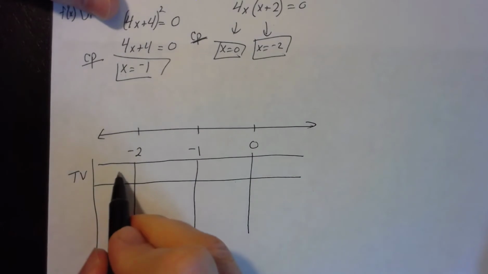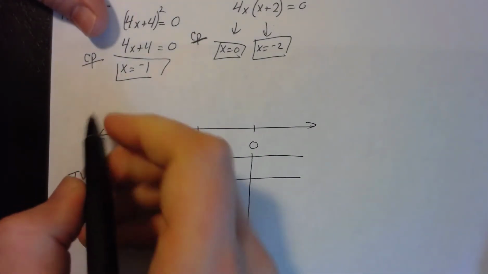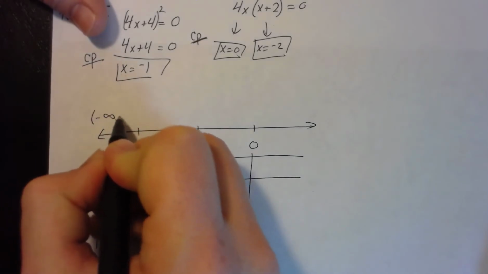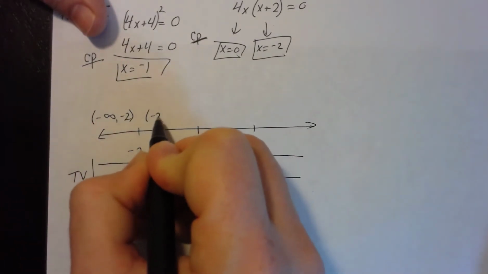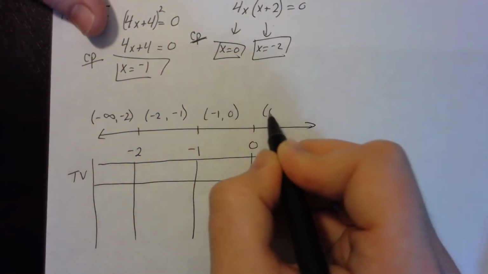Okay, that test value is going to be somewhere in the interval here, here, here, here, and I'm going to identify those intervals up top just to make it clear. I'm going to go from negative infinity to negative 2. My next interval is from negative 2 to negative 1. My next interval is from negative 1 to 0. And my last one is from 0 to infinity.